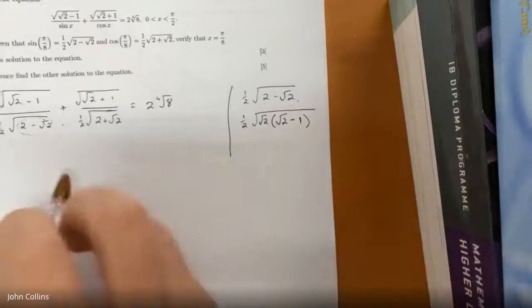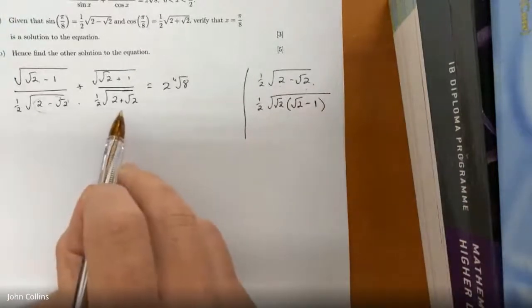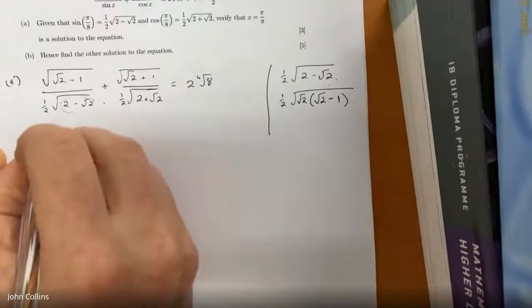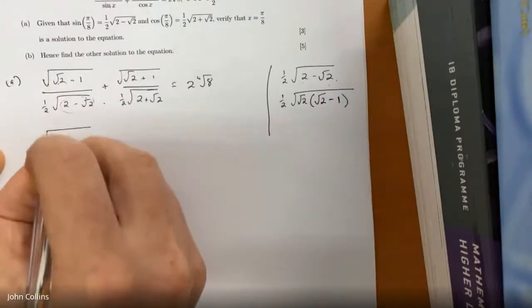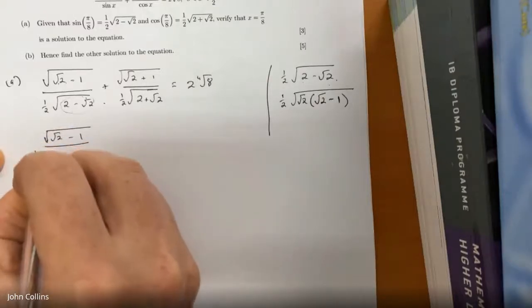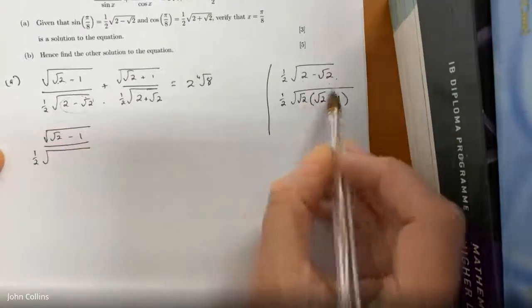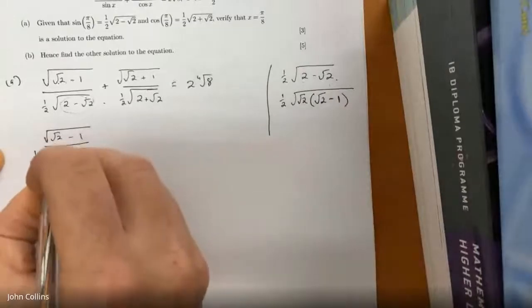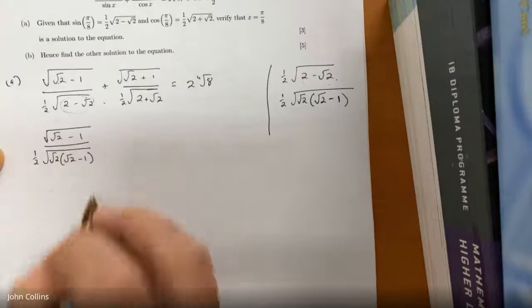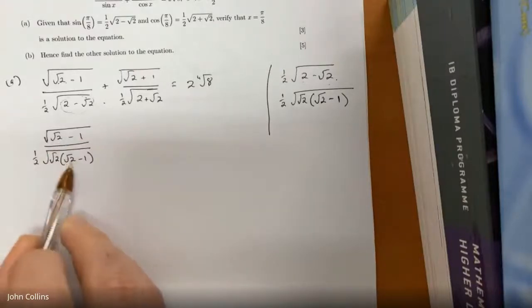Okay, and you can do the same thing over here. So I'm going to do that as our denominator. The numerator will not change: square root, root 2 minus 1, all over a half. And I'm going to replace it with this factored out: root 2 times root 2 minus 1. You can see why I did that now, because that looks a bit more like that.